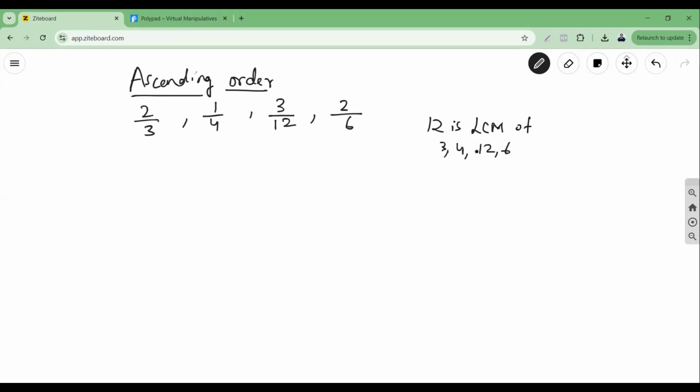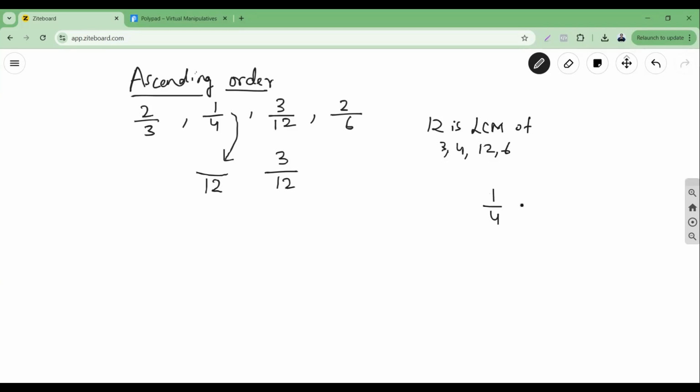3, 4, 12, 6. For all of this, the lowest common multiple is 12. So I'm going to select the 12 as the thing that I'm going to use. As of now, 12 itself is there here, so this fraction I don't have to change. Now I'm going to change this fraction into a form such that I'll get a 12 in the denominator.